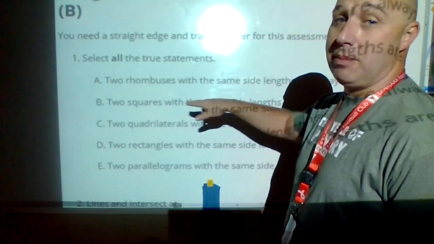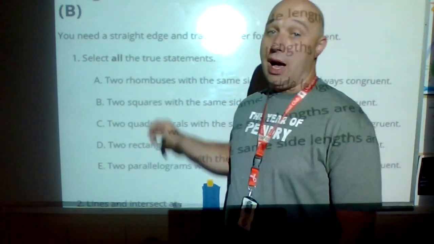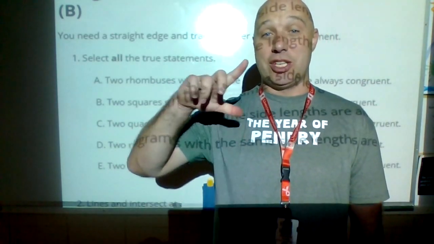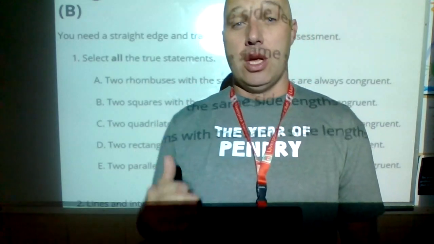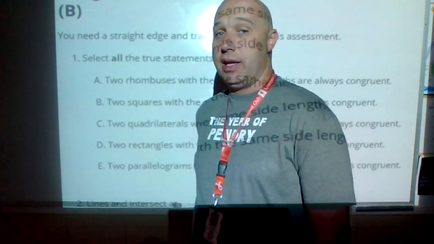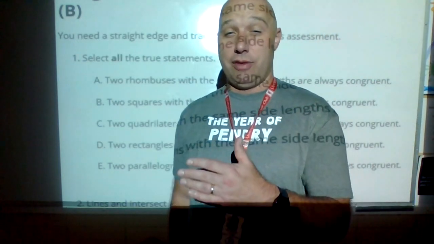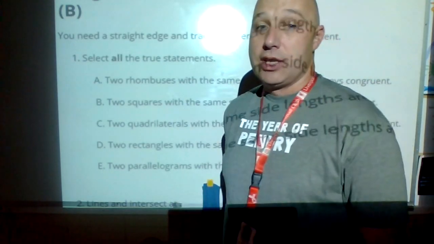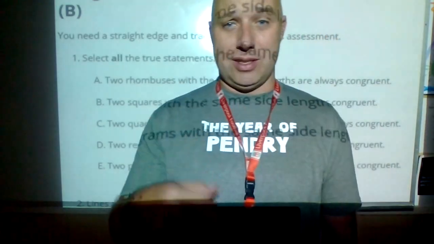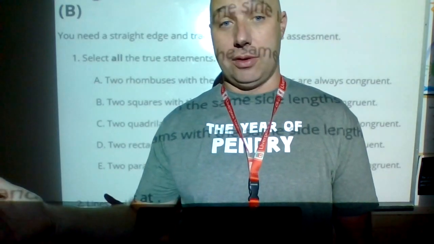So it says two rhombuses, if they have the same side lengths, are they always congruent? Well, remember, rhombuses do not always have to have the same angles. They can have the same side lengths, but we can change the angles and it can still be a rhombus. So because the angles can change, that is not true. We can draw two rhombuses right now that have the same side lengths, but the angles are different, so that means they wouldn't be congruent. Squares, on the other hand, always have to have right angles. So if you have two squares and the side lengths are 3 all the time, they've got to be congruent because the angles have to be right angles.